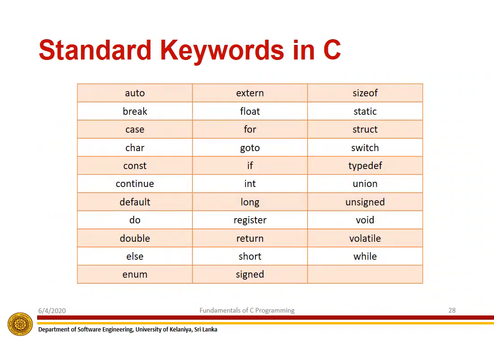Here you can see the standard keywords in C: auto, break, case, char, const, continue, default, do, double, else, enum, extern, float, for, goto, if, int, long, register, return, short, signed, sizeof, static, struct, switch, typedef, union, unsigned, void, volatile, while. All are standard keywords. You will learn those keywords when you are programming.